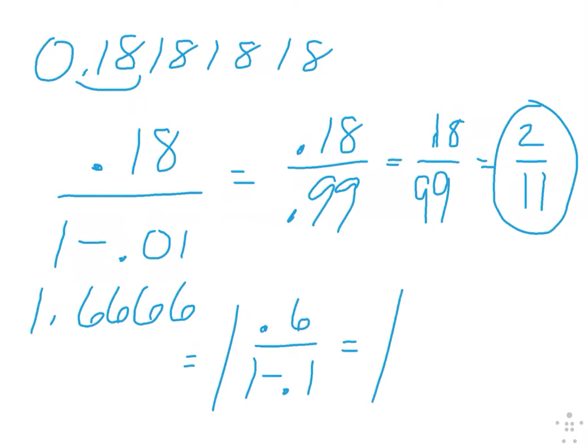What's 1 minus 0.1? 0.9. Are those little bracket things or ones? That's a 1. And how many places do I need to move it over? So that's 1 and 6/9. But what does 6/9 reduce to? 2/3.